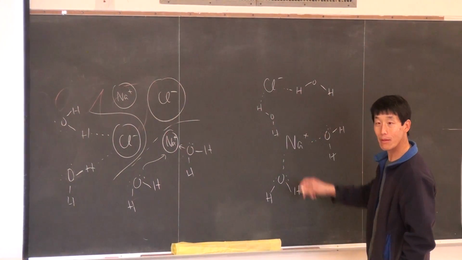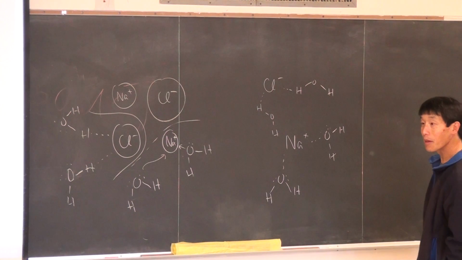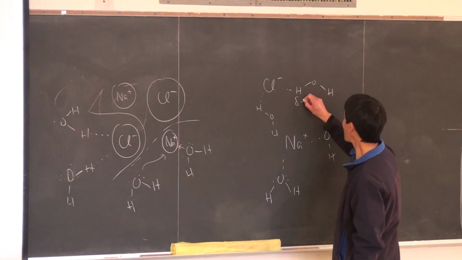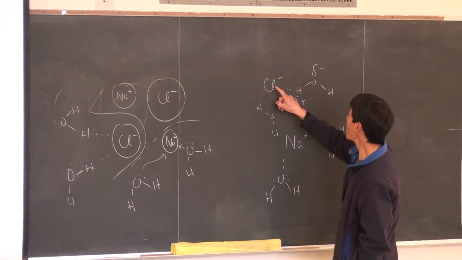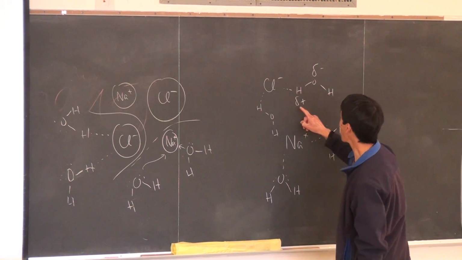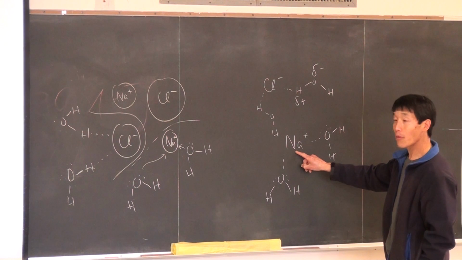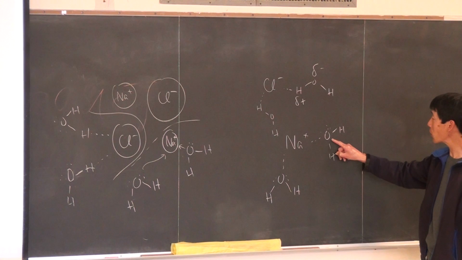So why is that? Because hydrogen has a partial positive charge, which means that the oxygen has a partial negative charge. So that's why the negatively charged chloride is attracted to the positively charged hydrogen. In the case of sodium, the positive sodium ion is attracted to the partial negative charge on the oxygen.